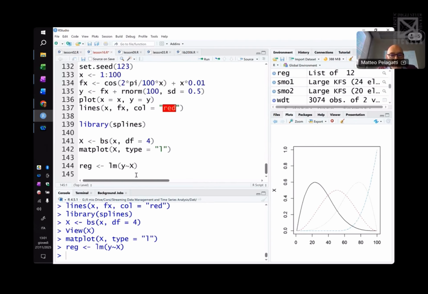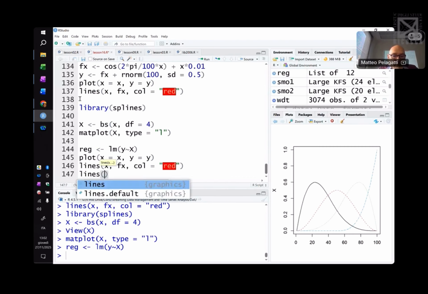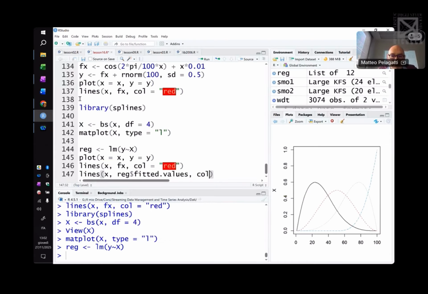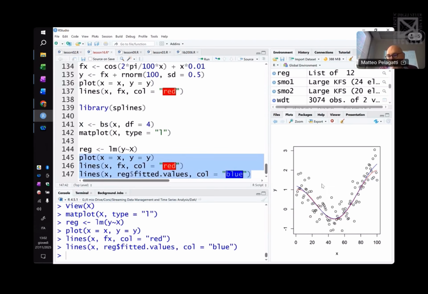Okay, let's compare. We can compare the data, but we can just steal this and add the regression line, or the regression curve in this case. And so from reg, we take the fitted values, and maybe we can make a blue line or a blue curve. Okay, well, this is excellent.